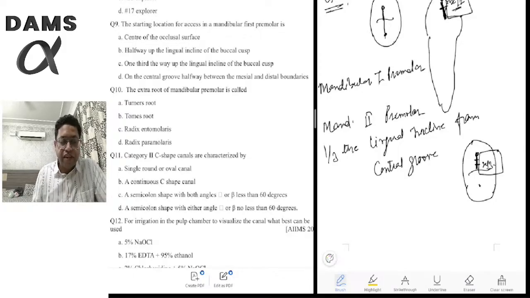So question number 9 is asking for the first premolar. Option B would be the answer. If it is asking about the second premolar, option C would be the answer.